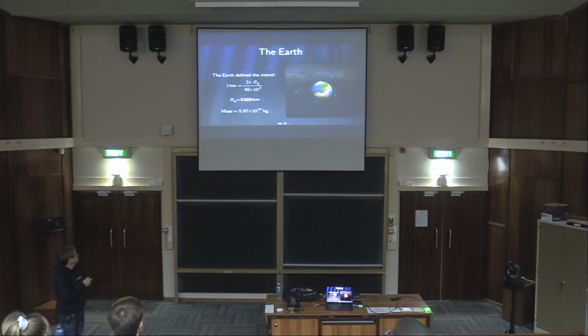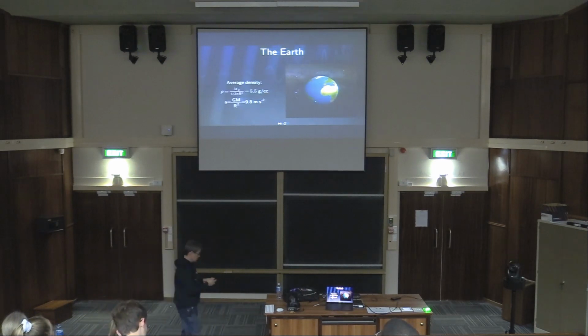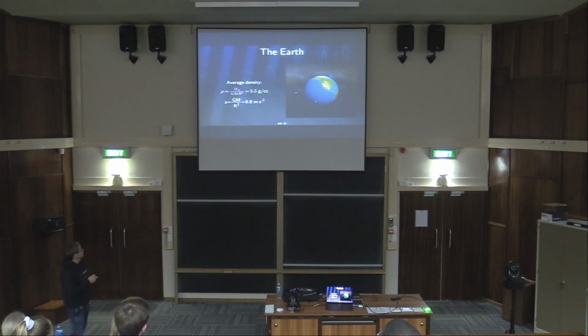divided by 2 pi. And the mass of the Earth is about 6 by 10 to the 24 kilograms. This means the density of the Earth is about 5.5 grams per cubic centimetre. Water is only 1 gram per cubic centimetre. That's why the water floats. And it's what's called a rocky planet.